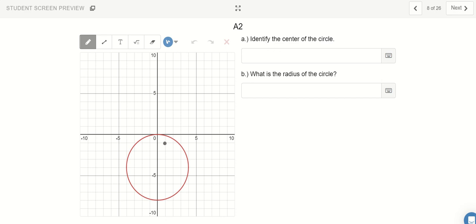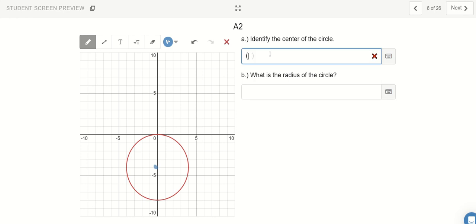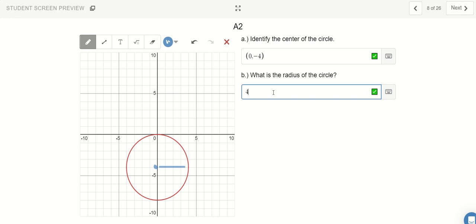Let's figure out the center of the circle. Let's see, 1, 2, 3, 4. So it looks like the center is right here. So let's put a point. I'm not shifting side to side, so x is 0. And I'm shifting down 4, so negative 4. Okay, what's the radius of the circle? 1, 2, 3, 4. So this has a radius of 4.